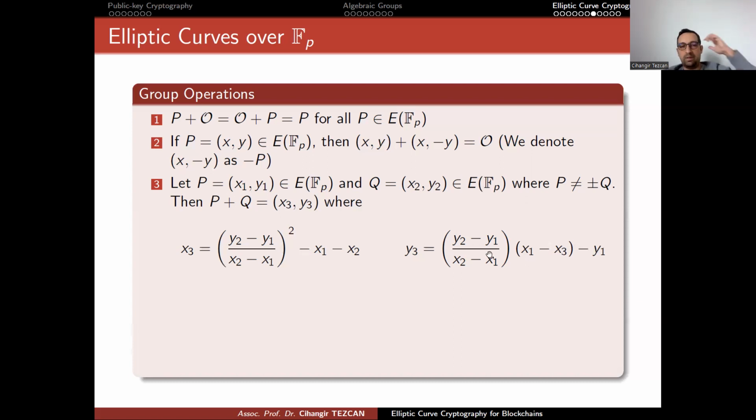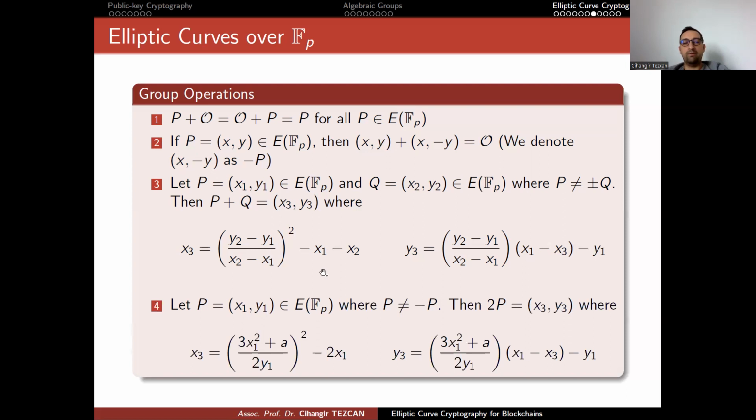So here, one important thing is as follows. We have minus and division here, but we are working on the fields. So by division here, we are actually talking about multiplication with the inverse element and so on. So don't forget that these operations are field operations.